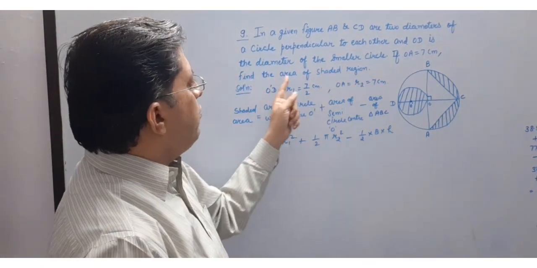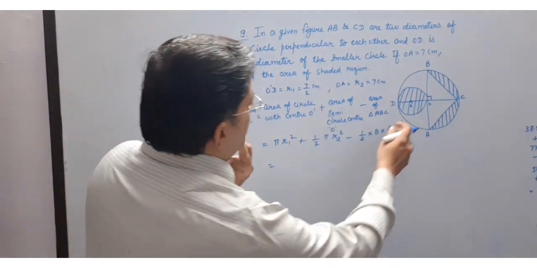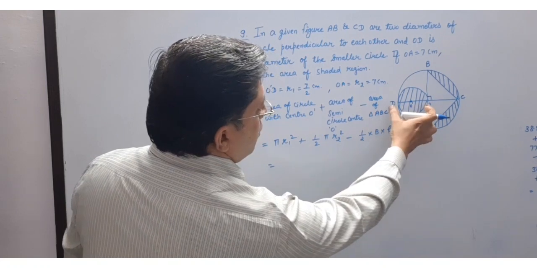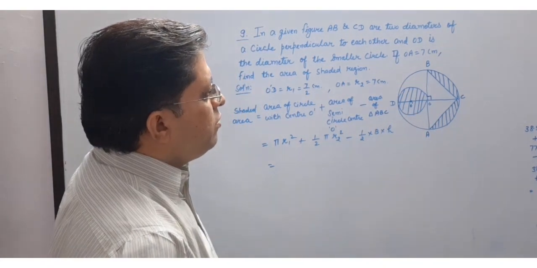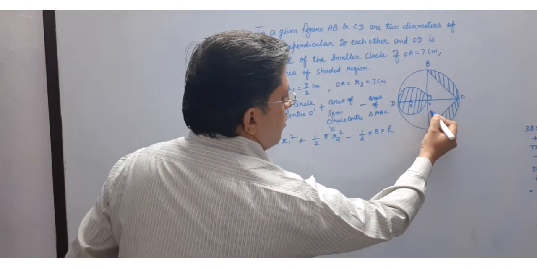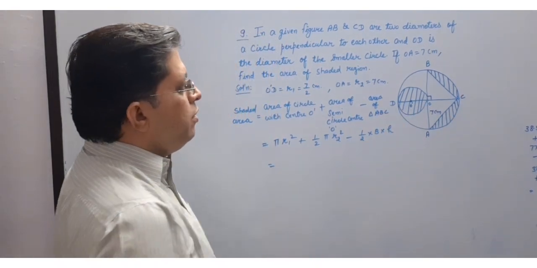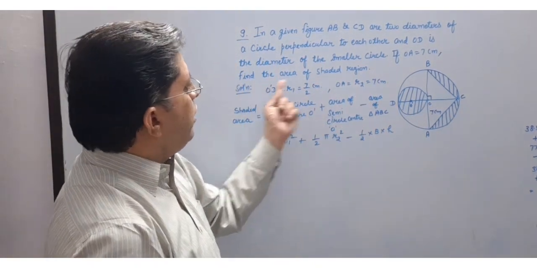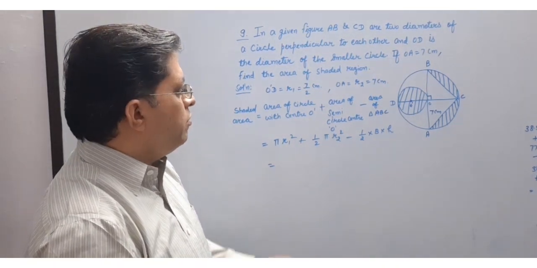And OD is the diameter of the smaller circle. OA is given to you 7 centimeter. Definitely OD will also be 7 because this is 7. And OD will be 7 centimeter. Find the area of shaded region. We have to find area of shaded region.